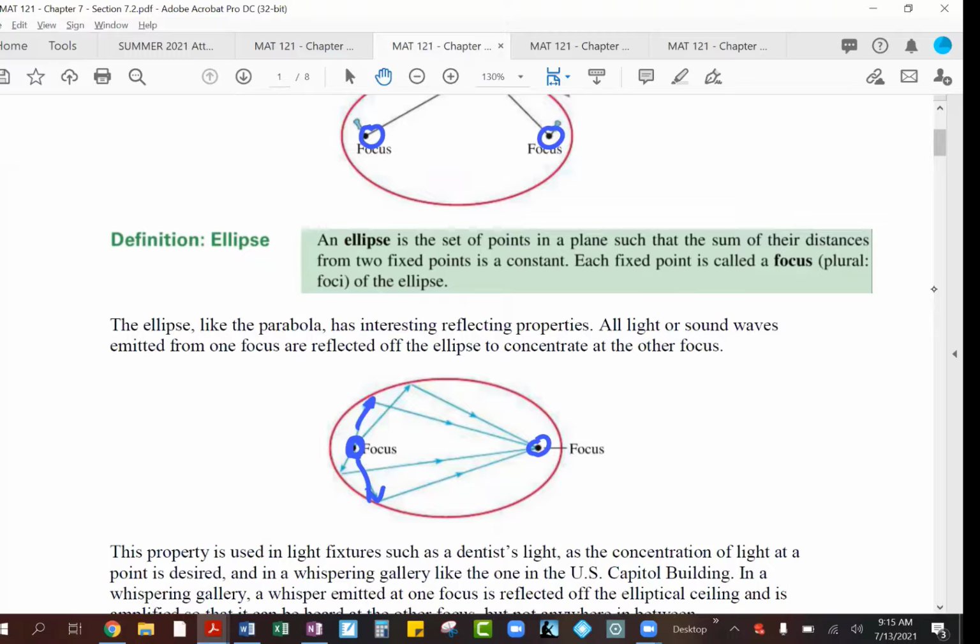And again, you can see the definition for an ellipse here. We're saying it's a set of points in a plane such that the sum of their distances from two fixed points is going to be constant.